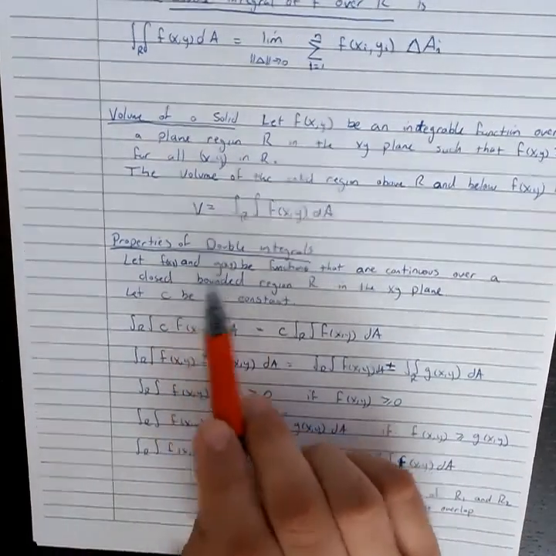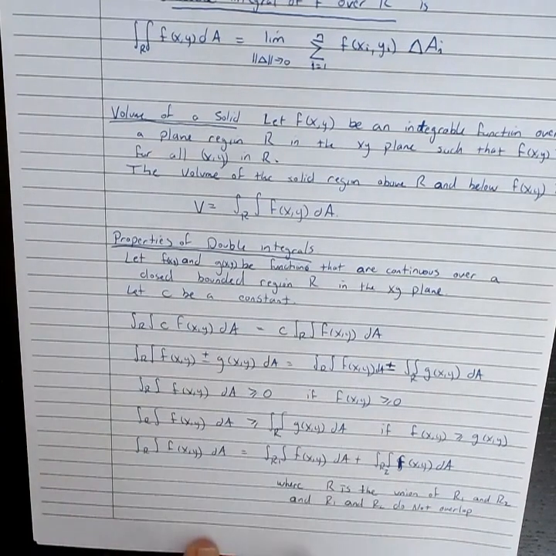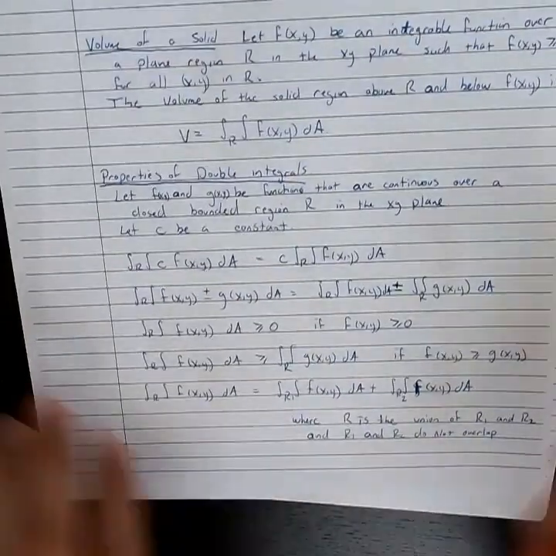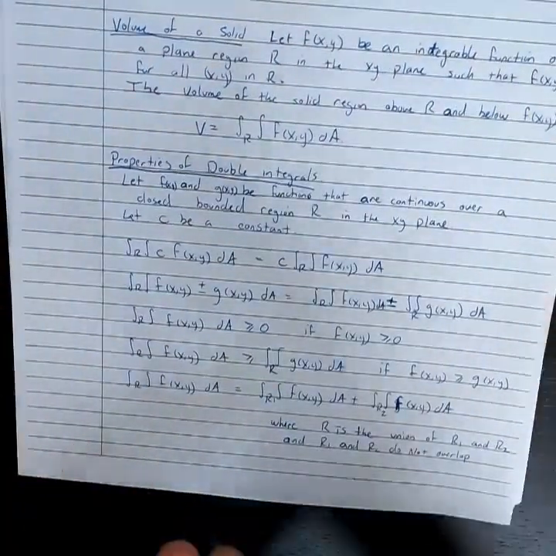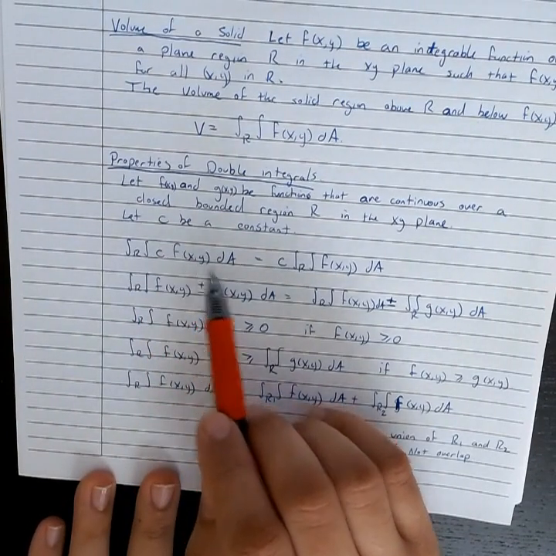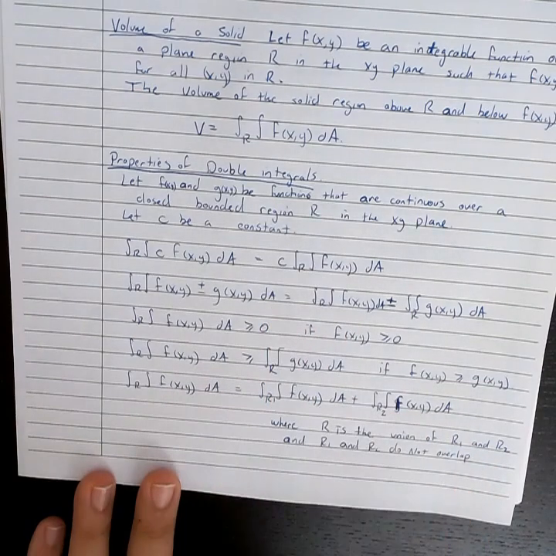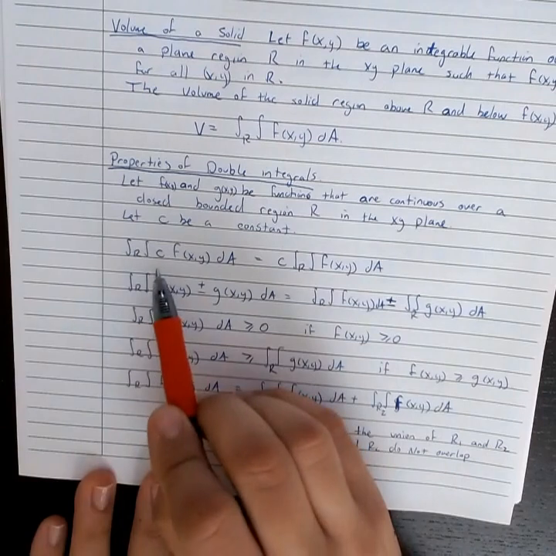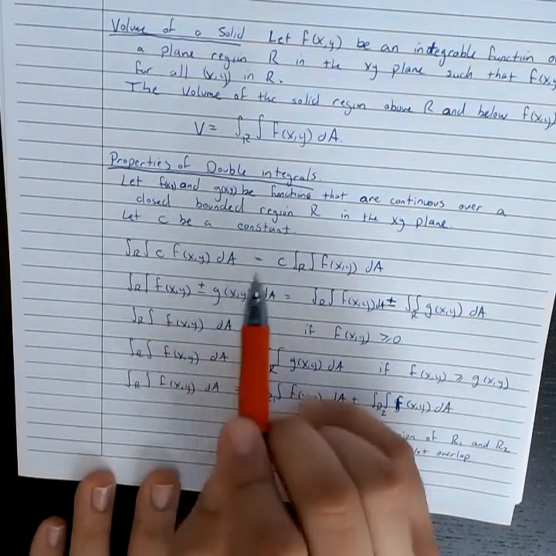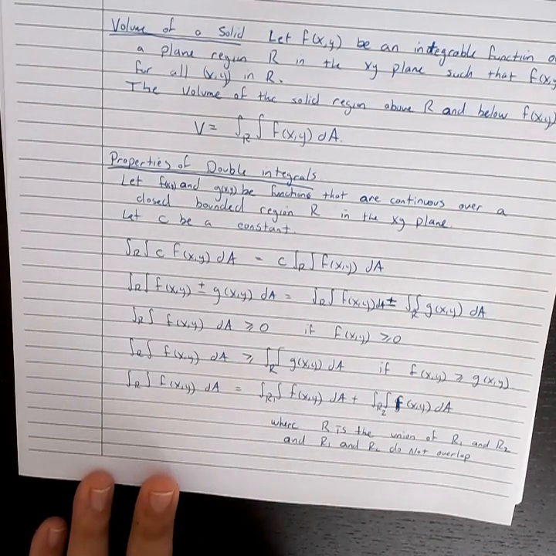If we begin with f of x, y and g of x, y as functions that are continuous over a closed bounded region R in the xy plane, let's let c be a constant, just a regular number. Then the following things are true. If you take a double integral of a constant times a function, that's the same as taking the double integral of the function and then afterwards multiplying by the constant. Or, as some people like to say it, you take the constant and pull it out. That was true for single integrals, and that's going to be true for double integrals.